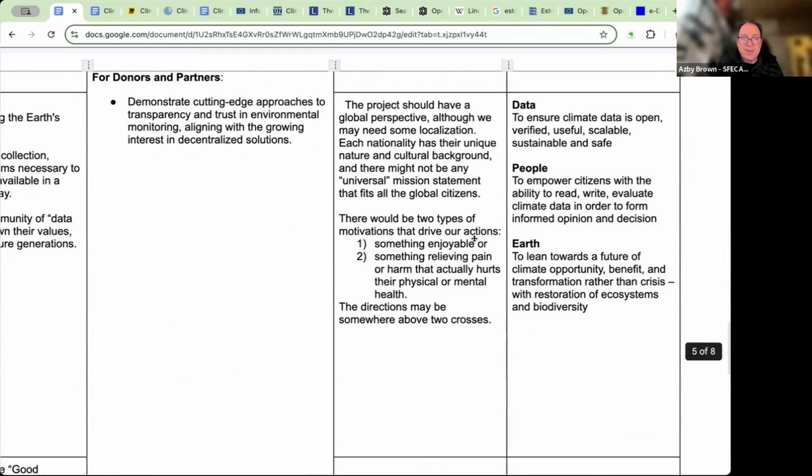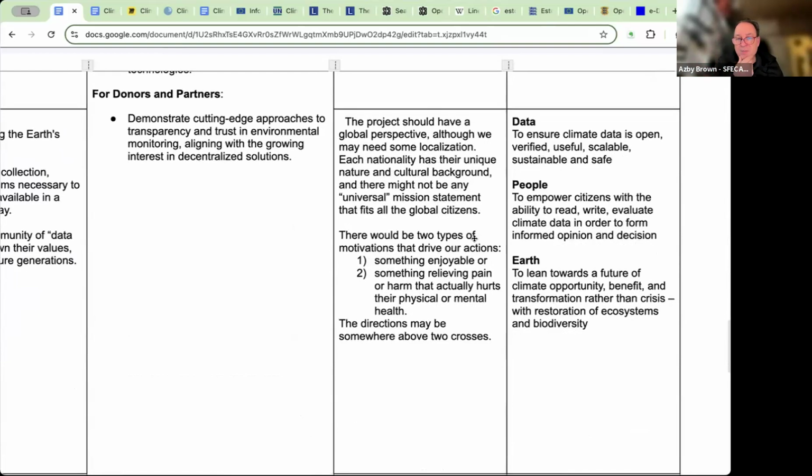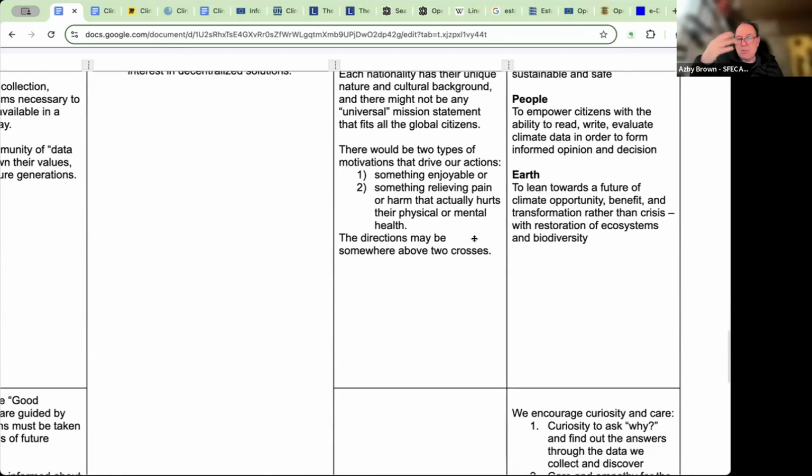And then again, the project could have a global perspective, although we need localization. Each nationality we need to recognize, or make it clear that it's not one size fits all. There needs to be localization, their unique nature and cultural background, and there cannot be any universal mission statement that fits all global citizens. And types of motivations, we could address motivations as well. Why would people want to participate, and how does this fit in? Something enjoyable or something relieving pain or harm that actually hurts physical and mental health.